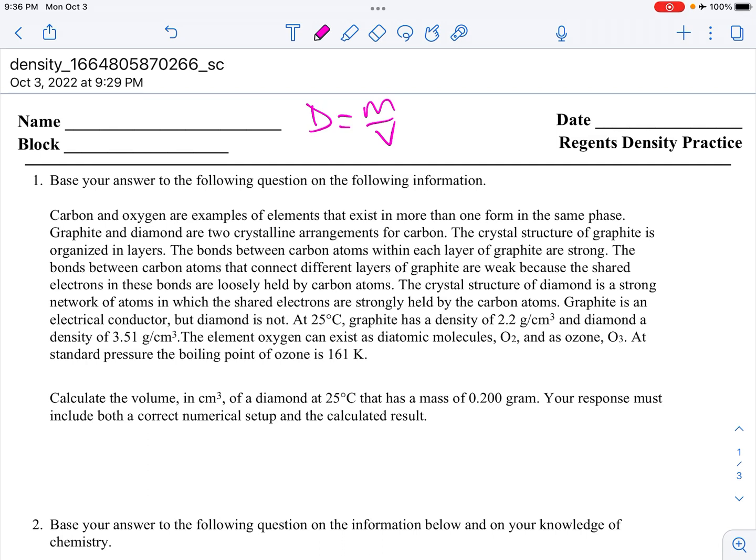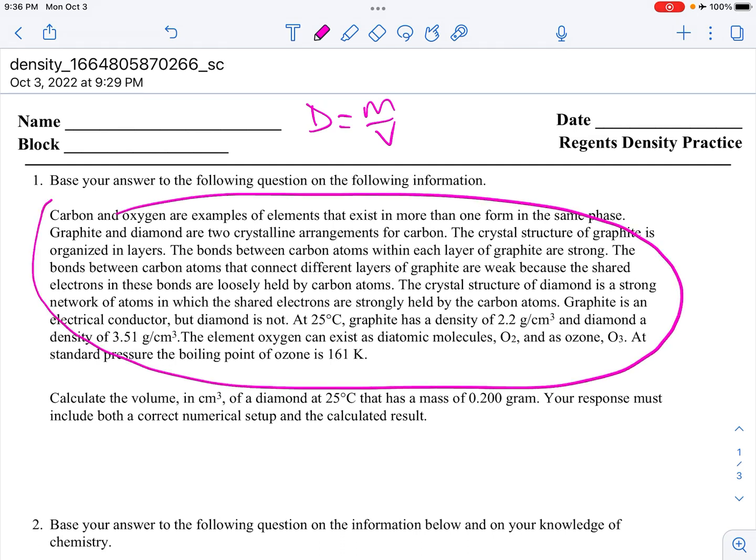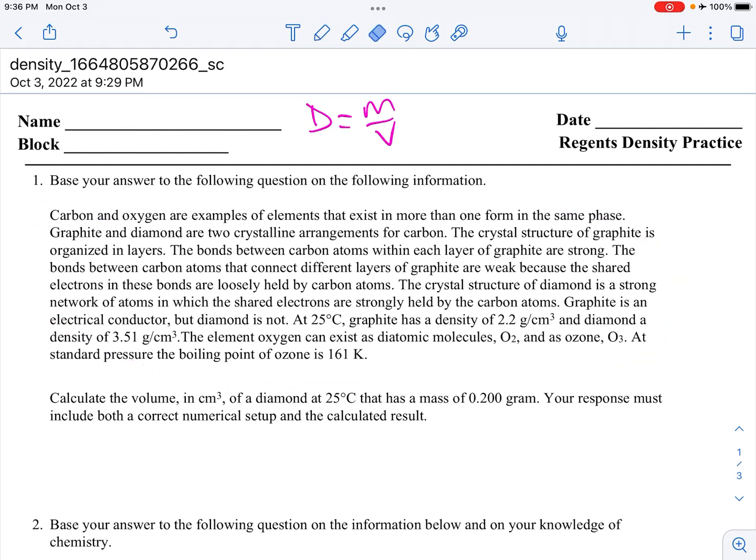All right, so I'm going to do something terrible, which is not read all of this, which you absolutely should, but I'm not going to. Then it says, calculate the volume in cubic centimeters of a diamond at 25 degrees Celsius that has a mass of 0.200 grams. Your response must include both the correct numerical setup and the result. So you got to show your work.